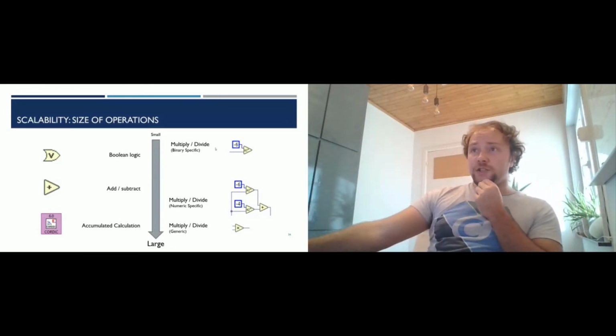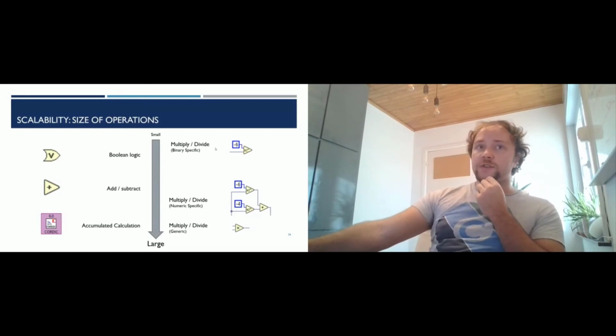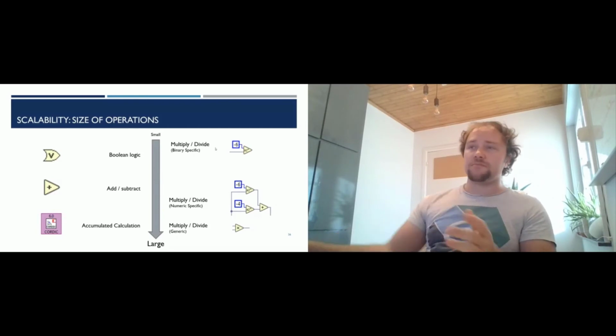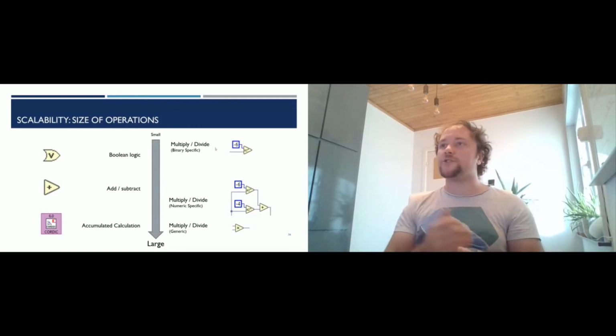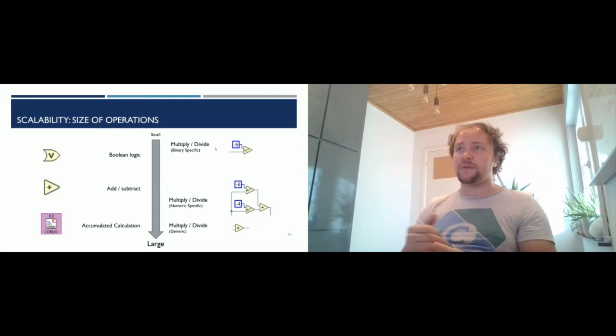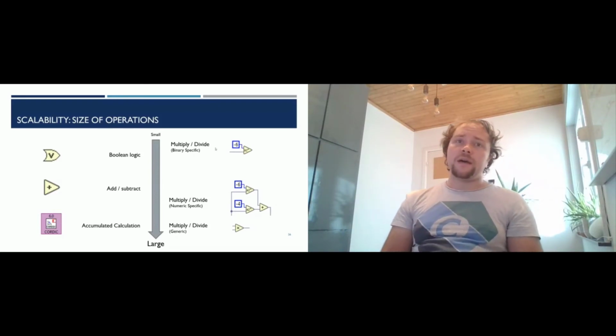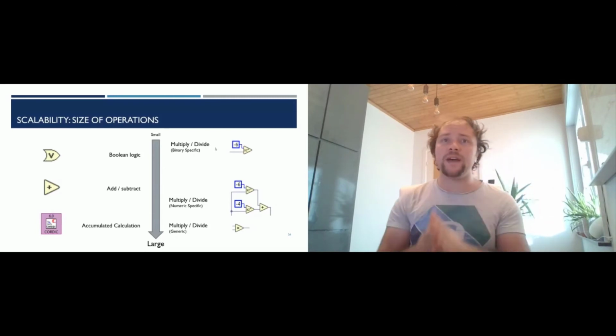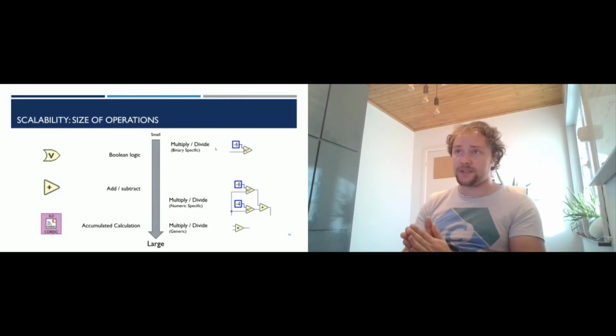Next up, with Boolean logic, they actually use hardware resources, but they don't use that many. Same for addition and subtraction. They're close to Boolean logic. Most of the time, they use a little bit more Boolean logic than just plain Boolean logic. Next up, we have multiplication and division, which is numerically specific.